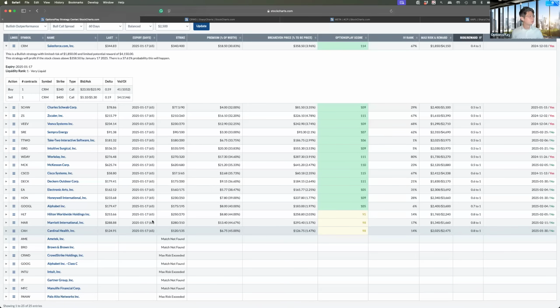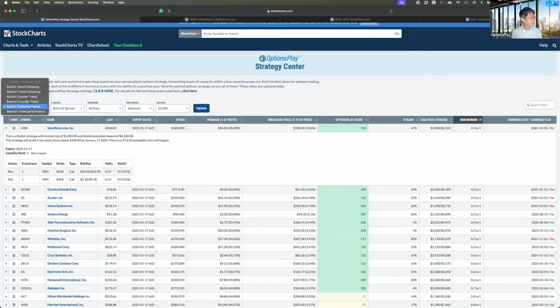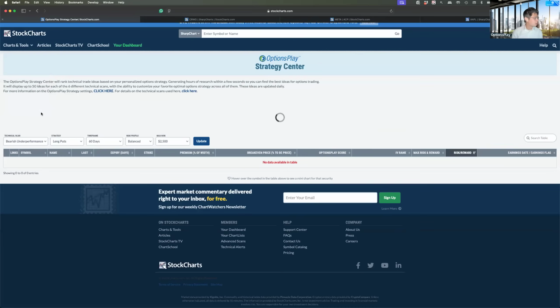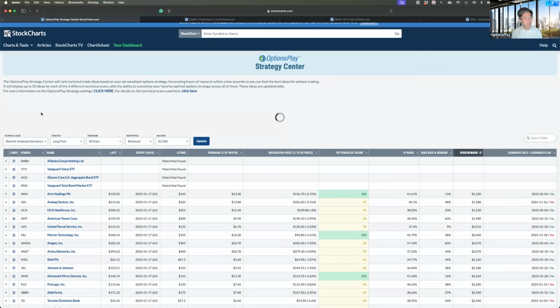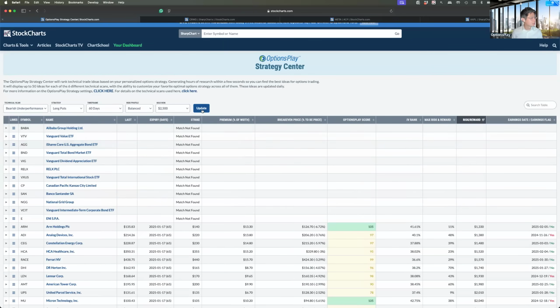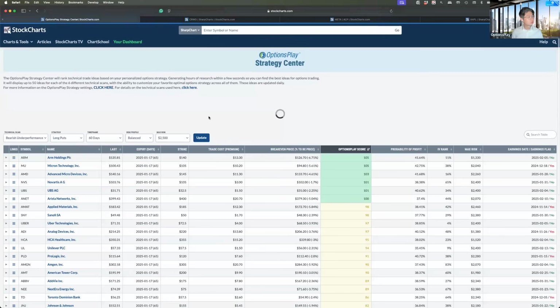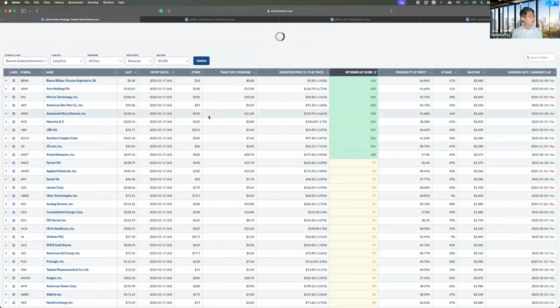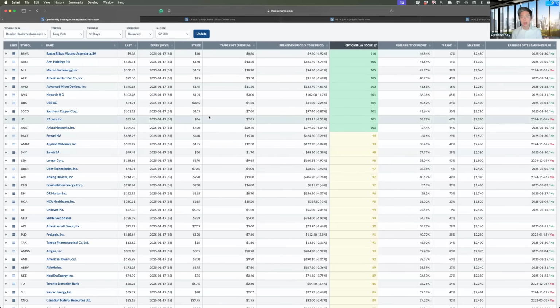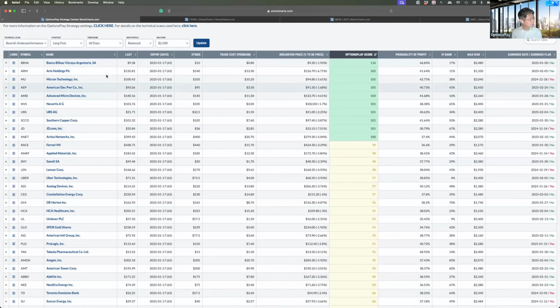And I love this bullish outperforms scan when I'm looking for bullish ideas, and bearish underperform scan when I'm looking for bearish ideas. And like I said, that is one of the scans that is exclusive to the OptionsPlay StockCharts.com partnership. The other scans that you have here on the trend following and the counter trend ideas, you can find those same ideas on the OptionsPlay platform.